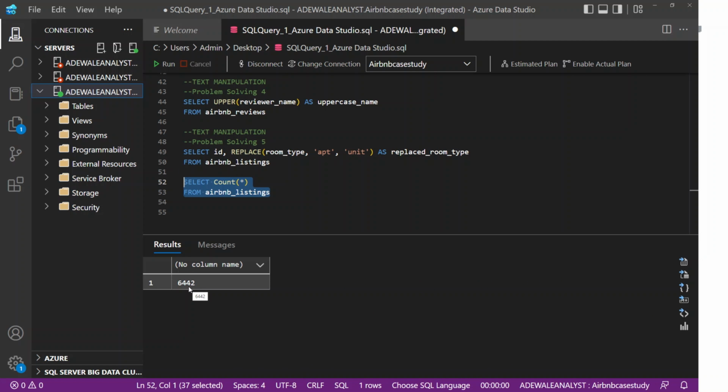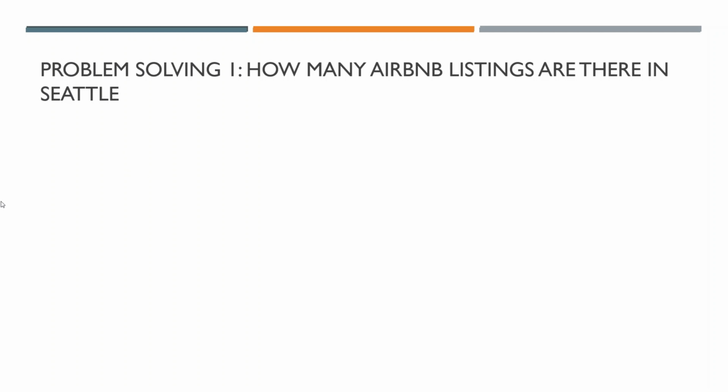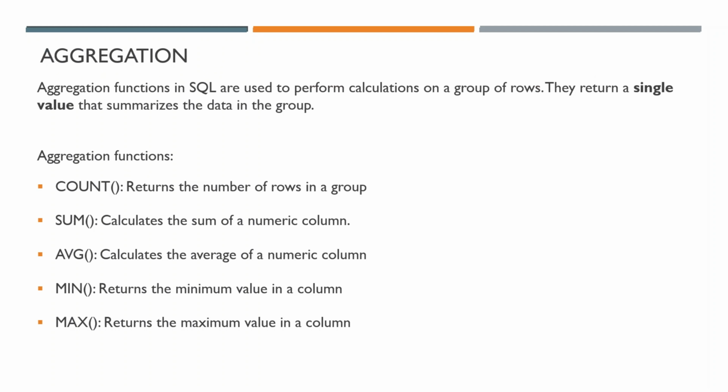Now let's go into solving some real-life problems on aggregation-related issues. In this problem solving, we'll be looking at how many Airbnb listings there are in Seattle. So we're basically counting how many listings we have in Seattle. The best way to do this is to count the ID.